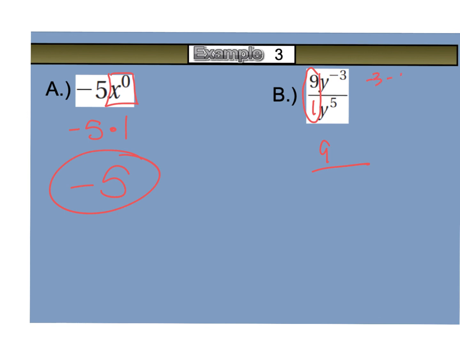Negative 3 minus 5 would give us a negative 8. So we would have y to the power of negative 8. But we got to flip it over. So the 9 is going to stay on top because we don't have anything to do with that. And we're going to move our exponent down to the bottom, y to the positive 8. And that is going to be our answer. The 9 does not move to the bottom.